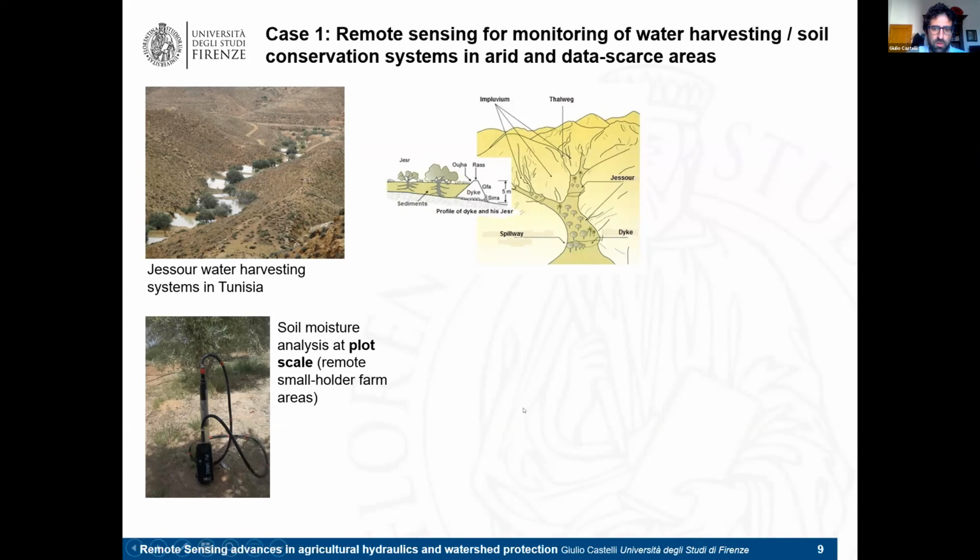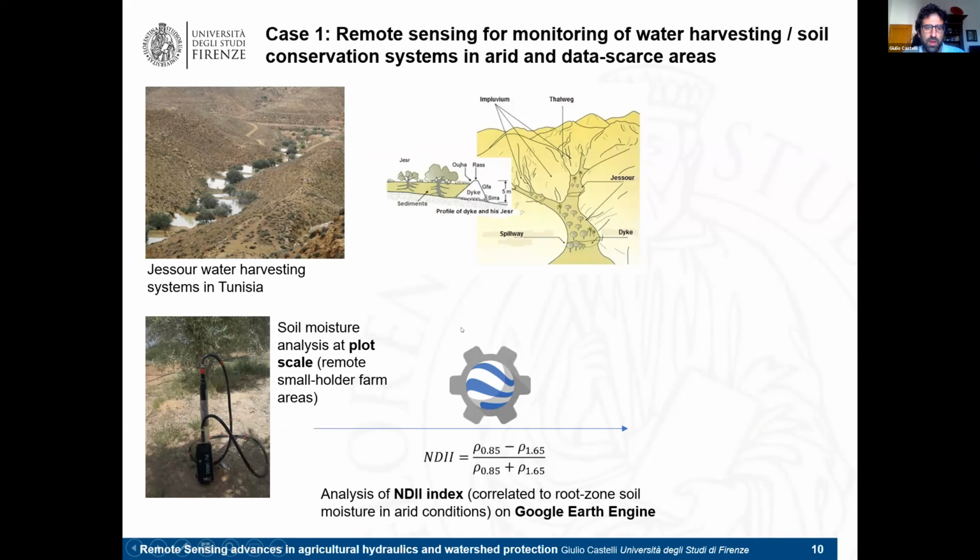So what did we do with colleagues from the Institute of Arid Regions, which is an institute of the Ministry of Agriculture of Tunisia? We realized a soil moisture analysis at plot scale, but then with this soil moisture analysis, we realized calibration, and we retrieved soil moisture through the normalized difference infrared index, which is quite well correlated to root zone soil moisture in arid condition, and we did it in Google Earth Engine.